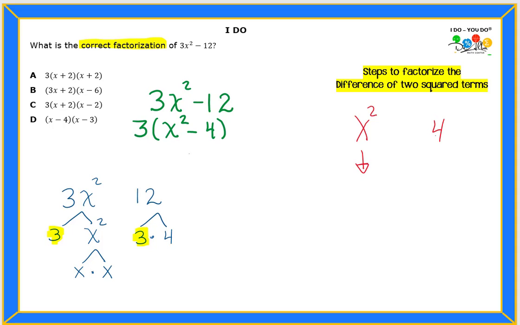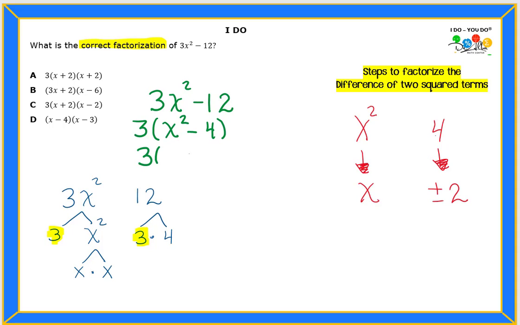So I'm going to ask you to find the square root of x squared, and that will be x. The square root of 4 is actually positive or negative 2, right? Because 2 times 2 is 4. So guess what? Those are going to be the components for my factors. Very good. So let's write them down.